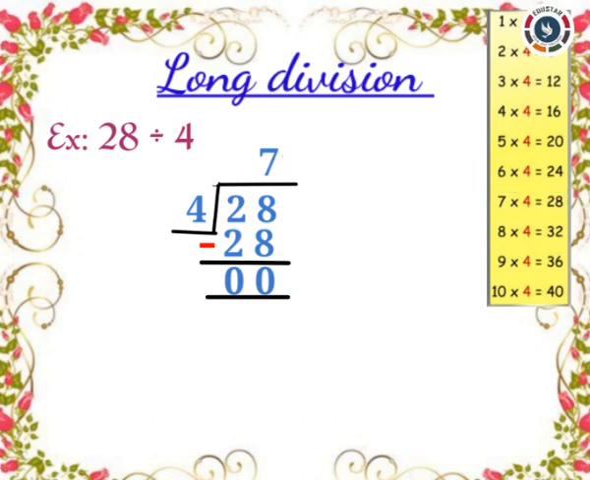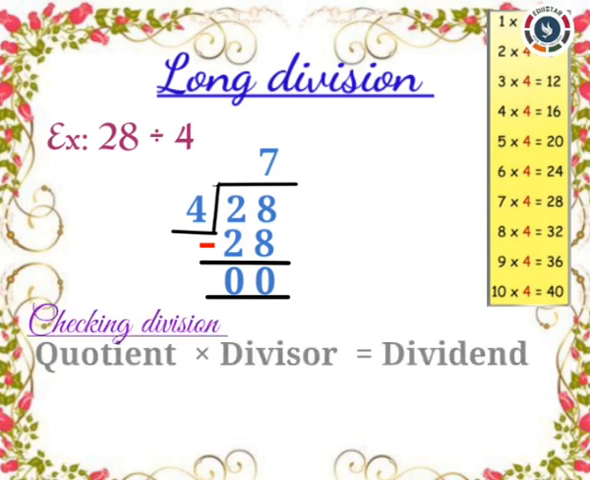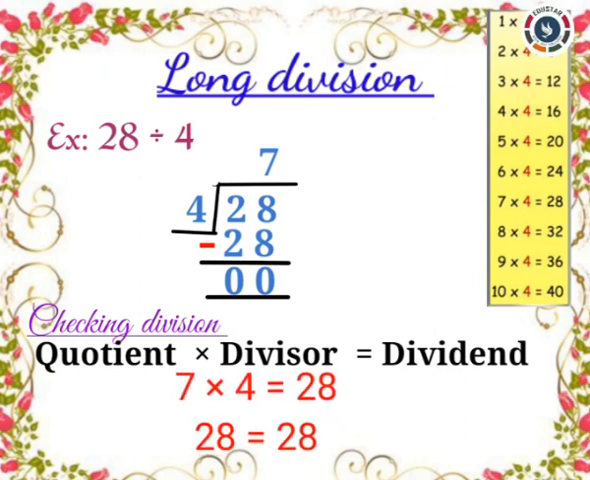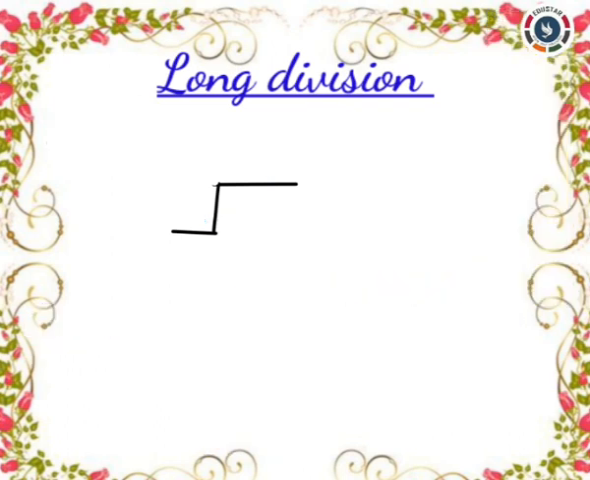We can check the answer now. Quotient into divisor is equal to dividend. That is 7 into 4 is equal to 28. On multiplying 7 by 4, we will get 28. 28 is equal to 28. Our answer is correct. Now 8 divided by 2.